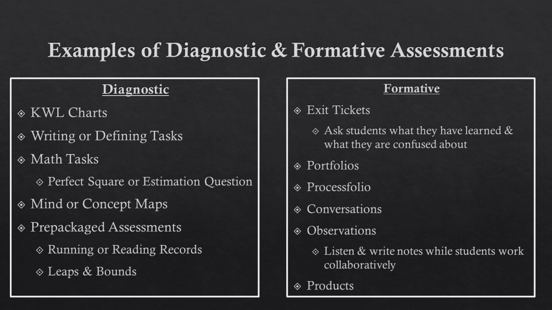And then again, products, and that's very similar to the portfolios or the process folios or the exit tickets. Those are probably actually subcategories of products, but I just thought I would throw those in there because you can have them, for example, create a drawing of what a human cell would look like. And that's just one example, so feel free to do whatever you like.